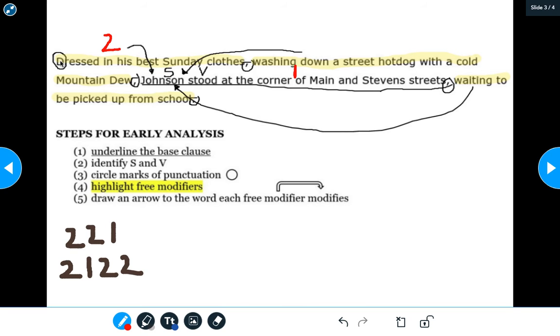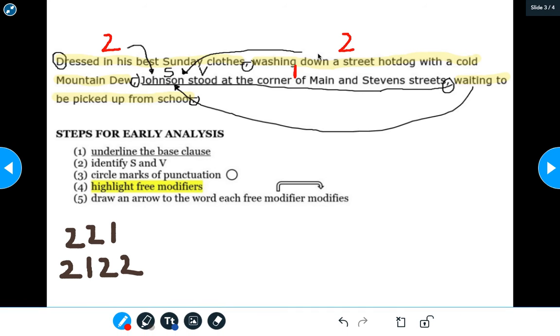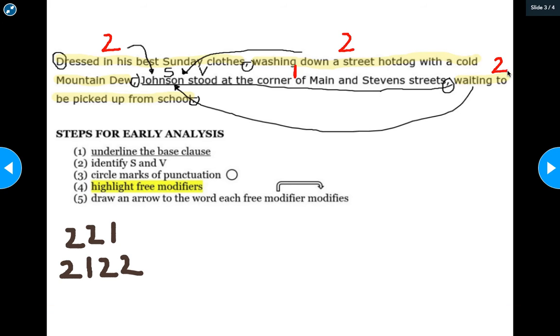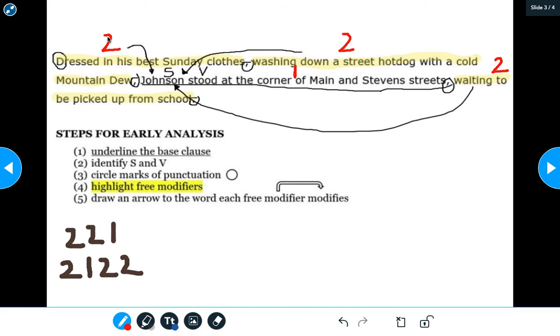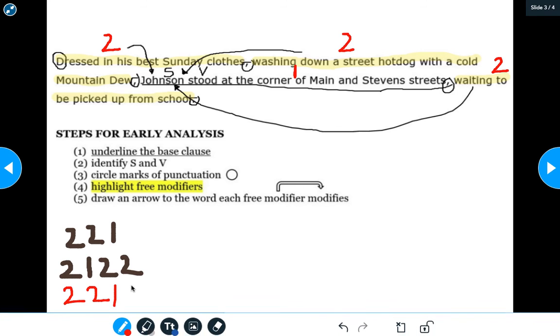So this free modifier between this mark of punctuation and this mark of punctuation is a level 2. This is a level 2. It also modifies Johnson, I could tell because of the arrow that's drawn. And this final free modifier, this last free modifier, "waiting to be picked up from school," also modifies Johnson. And in this case, the pattern for this unique sentence is a 2, 2, 1, 2, which is different. All three of these have different patterns.